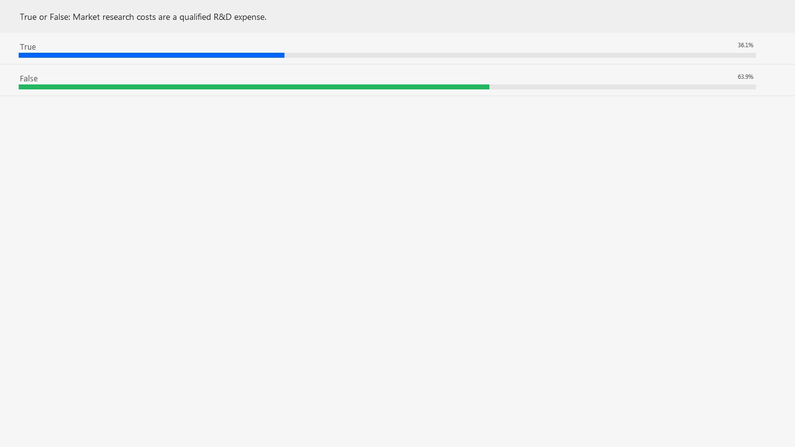Also, if we ever wanted to get tax technical about this, if you look at Code Section 174 and the regulations of Section 41, market research is actually a specifically excluded activity. So something to be aware of.